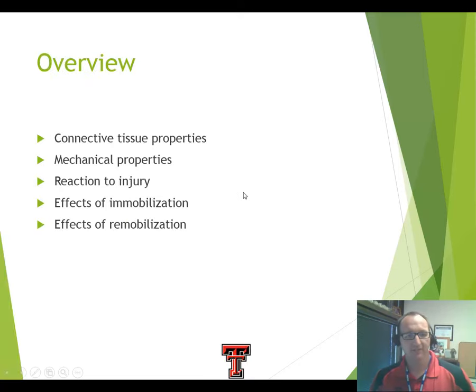We're going to take a look at connective tissue and the specific types, look at the mechanical properties of that tissue, see how it responds to injury, see how it responds to periods of immobilization, and then the remobilization is really, if immobilizing it causes certain negative consequences, then remobilizing usually neutralizes those consequences, so that part will go pretty quick.